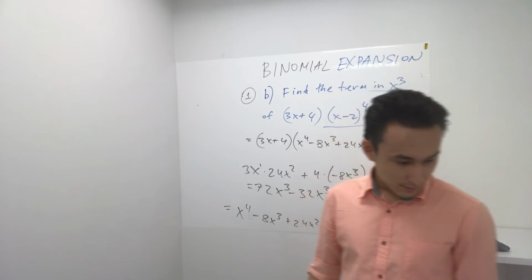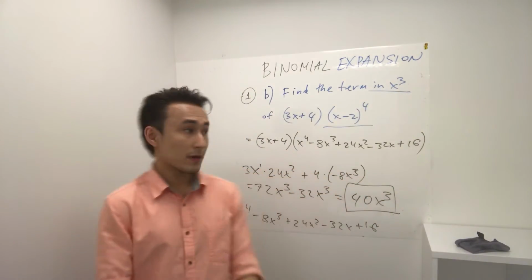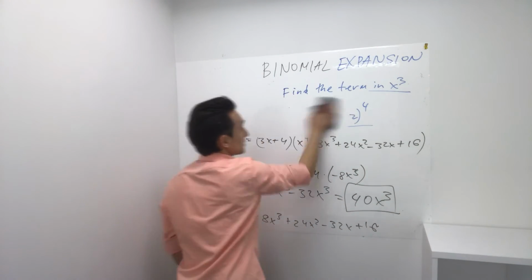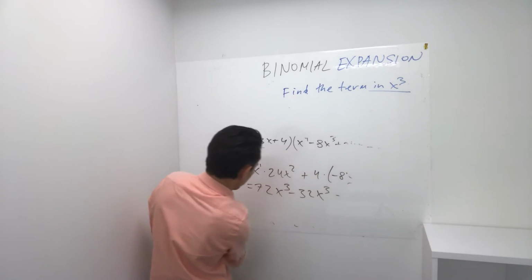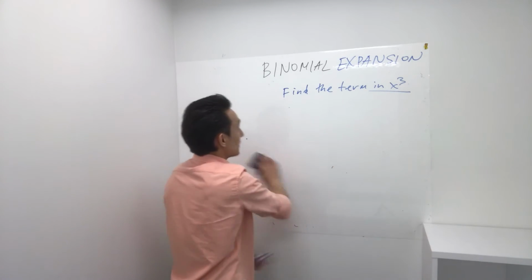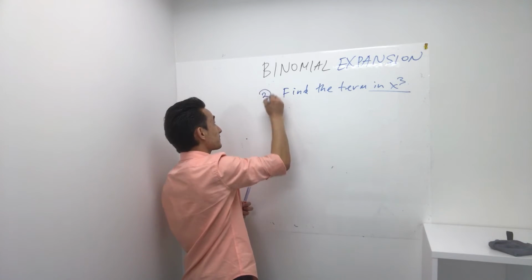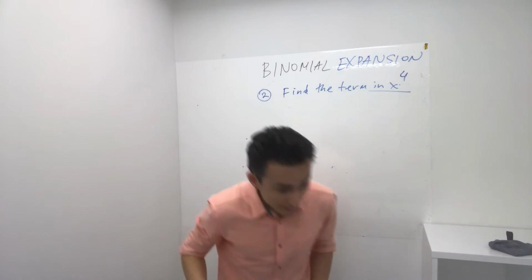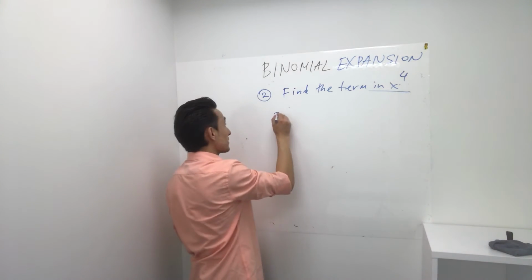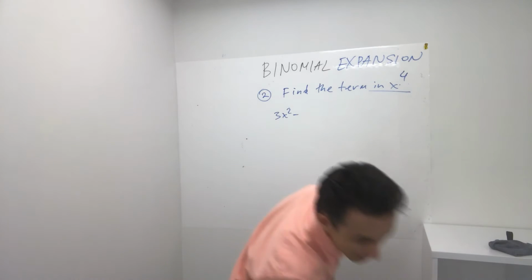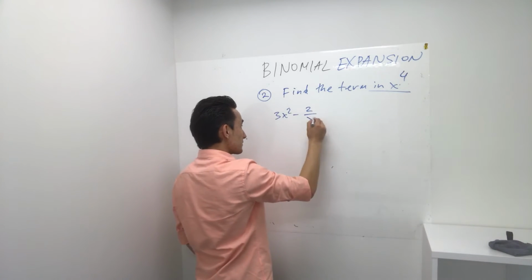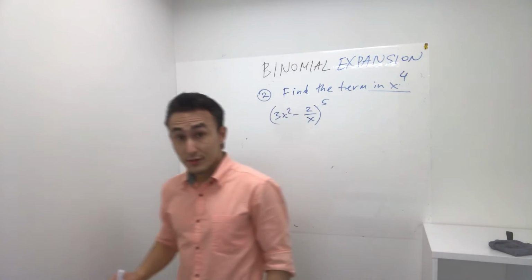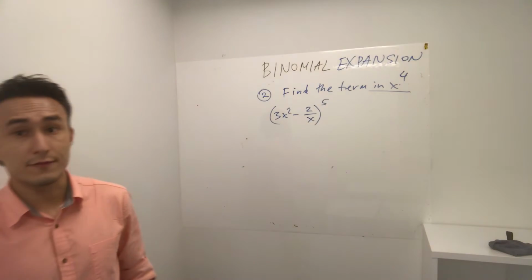Next one might be slightly more complicated, so it's also about finding the term, but in x to the power 4. So let's do that question. Okay, so question 2 here. Find the term in x to the power 4 of the expansion that goes like this. (3x squared minus 2 over x) to the power of 5. Okay, so the question is, find the term in x to the power 4.